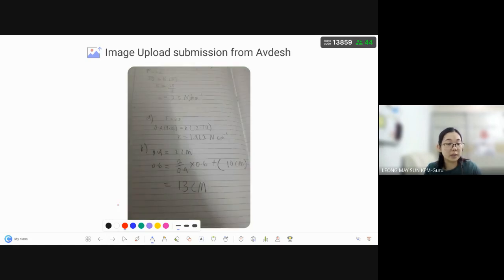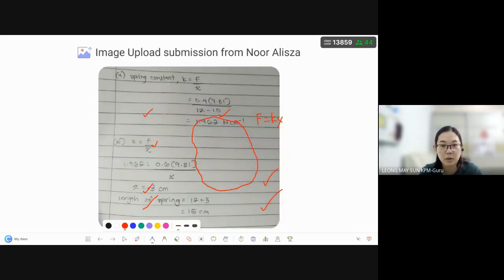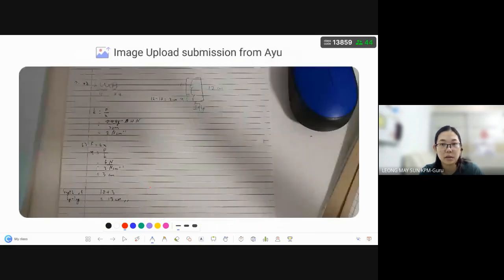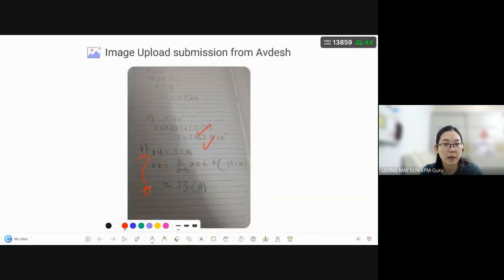Alright, Avdash's working, let's see. Okay, good. Again, what are you doing here? If I see this in paper 2 in mid-year and trial, I'm going to give 0. The rest of you also. Hua Yong also. Ejet also. Alright, Avdash also. Part A, you all did the working and the steps properly. Part B, how come cannot do properly?